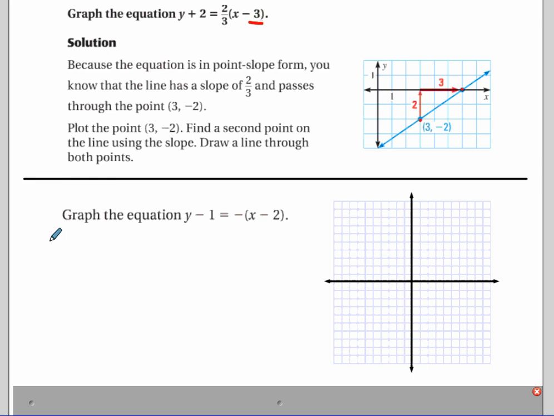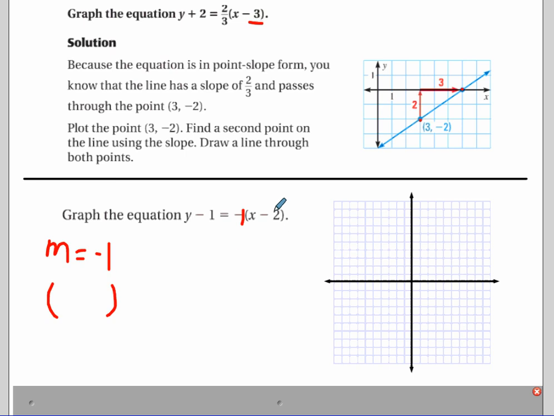Okay, so first I'm going to just figure out what my slope is and then figure out what my point is. Okay, so my equation looks a little different because I do not have a number right here in front of the parentheses. I just have a negative sign. Anytime you just see a negative sign in front of a parentheses, just know that there's a -1 here. So the slope in this case is going to be -1.